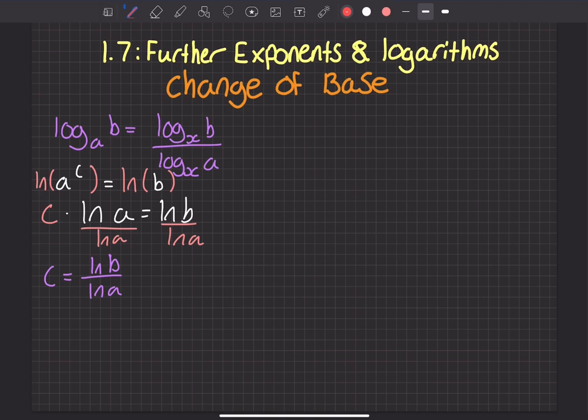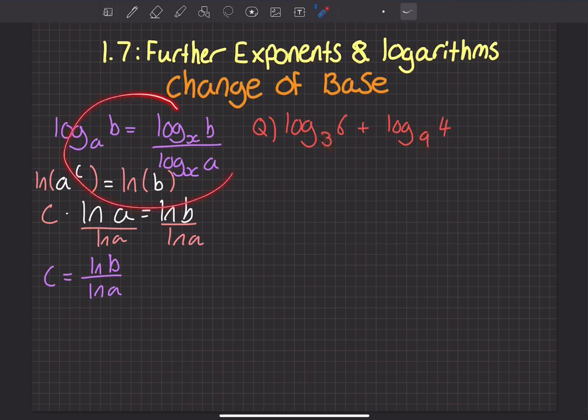Now, let's say we have log base 3 of 6 plus log base 9 of 4, right? Now, we know from our logarithm laws that we can basically just multiply these together. However, we can't do that right now because these are not the same base. We need to make these either both 3 or both 9. And how do we do this? Well, we just use this change of base formula, and I'll show you how now.